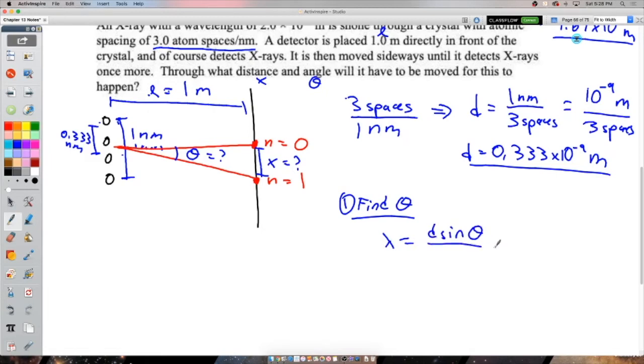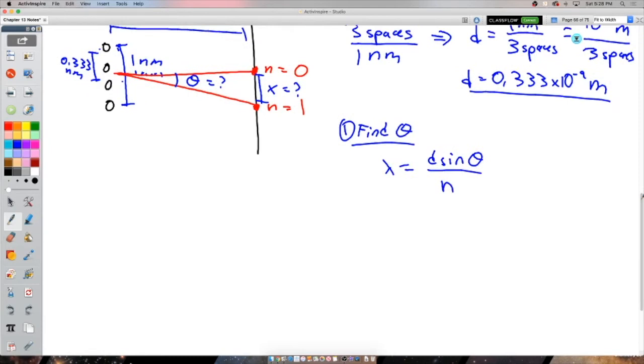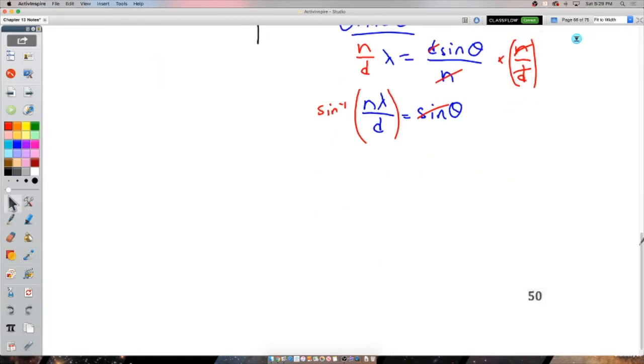Right, I want n. We have constructive interference. They are one integer wavelength out of phase, not 1/2 integer wavelength out of phase. Okay, so I'm looking for theta. I'm going to get sine theta all by itself. If you're okay with that, I'm going to multiply by n over d so that in one step, n cancels, d cancels. Then I take the inverse sine of both sides, and so theta equals the inverse sine of n lambda over d.